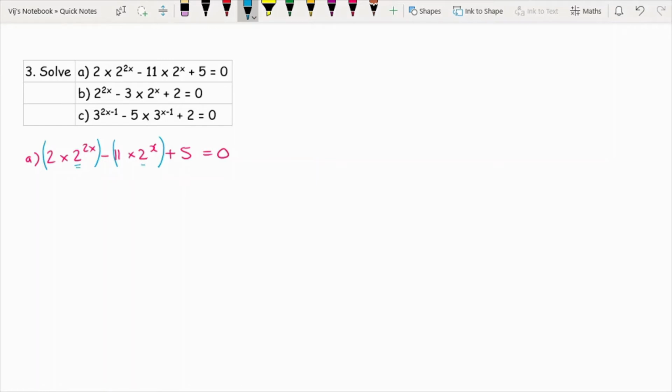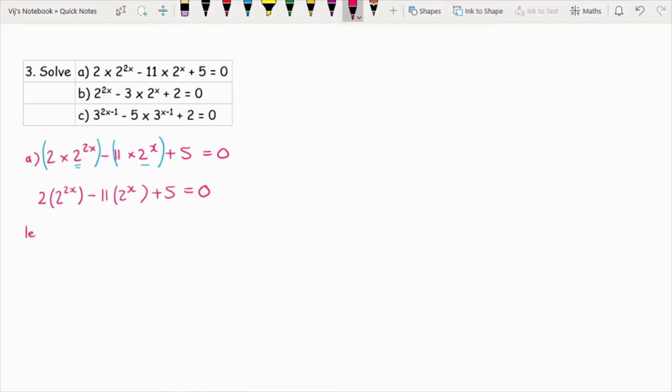And likewise for here, I can't do 22 to the power of x, because only the 2 has got the power of x, not the 11. So another way of writing this would be 2 bracket 2 to the power of 2x, minus 11 bracket 2 to the power of x, plus 5 equals 0. All I've done is replace the times with brackets, so it looks like this.